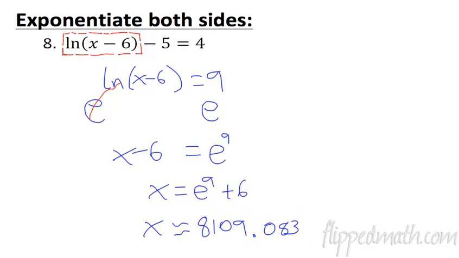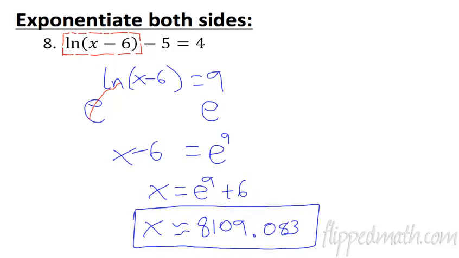8,109.083. That's what I had, right? 8,103. Yeah, good. All right, there we go. Answer done. Okay, now you're going to go for number 9 here, all by your lonesome.